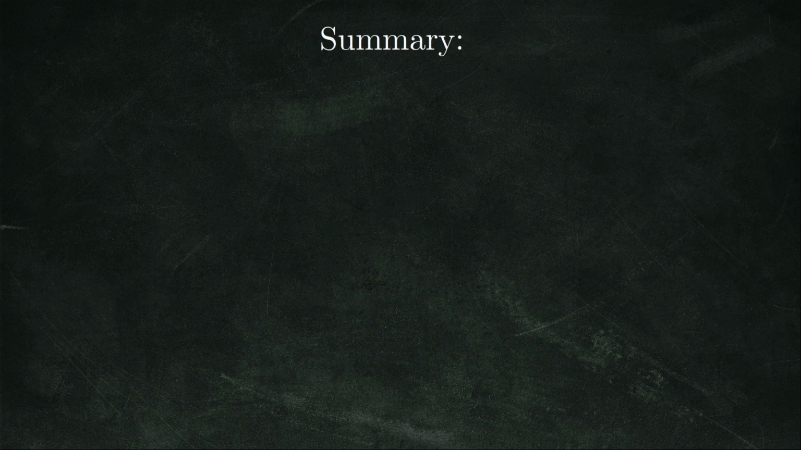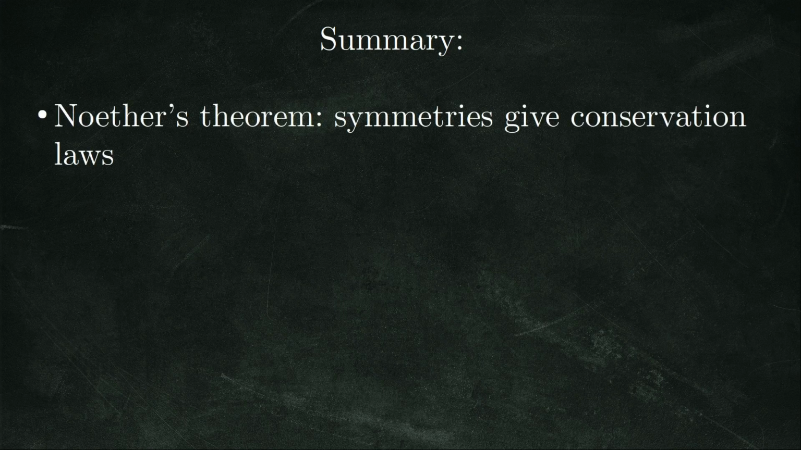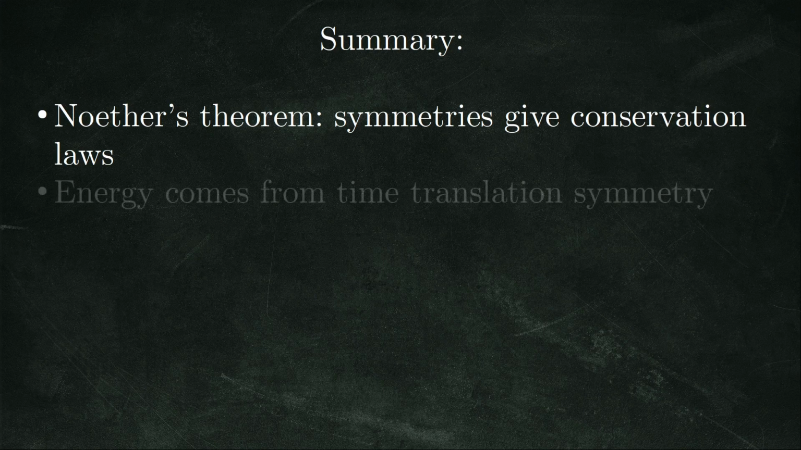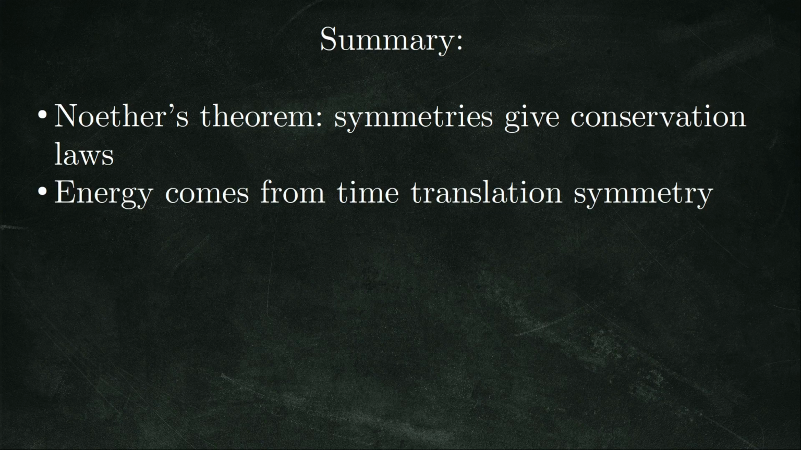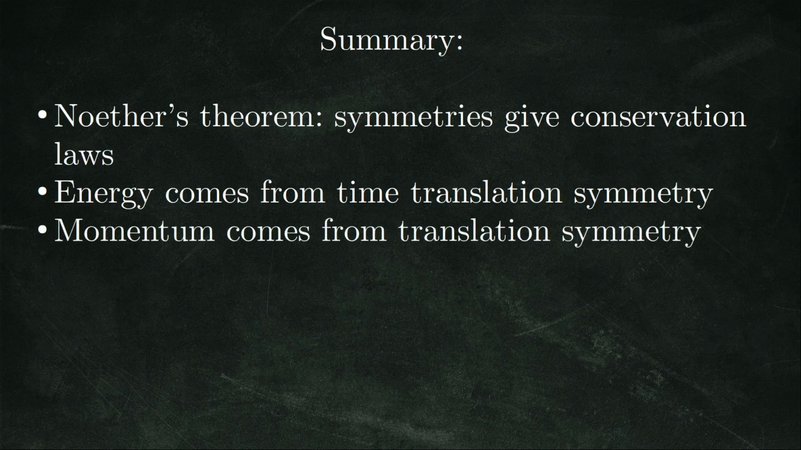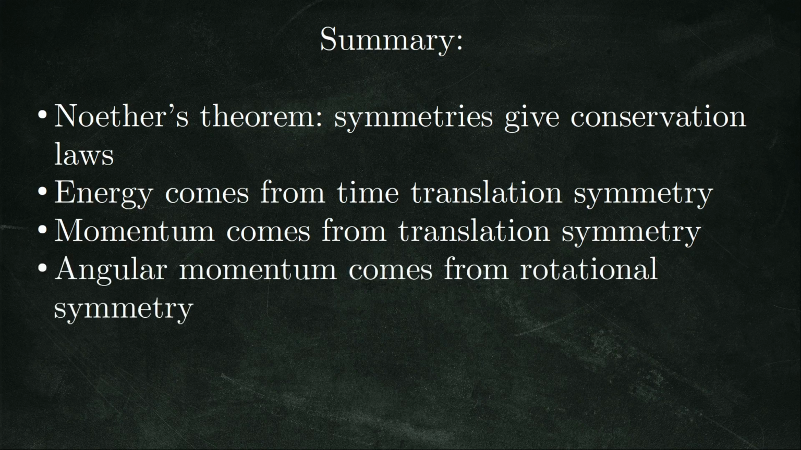But in summary, Noether's theorem tells us that symmetries of the Lagrangian give rise to conservation laws. So for every symmetry, there is a conserved quantity. The conserved quantity of energy, or the Hamiltonian, for being precise, comes from time translation symmetry. Momentum comes from spatial translation symmetry, and angular momentum comes from rotational symmetry. And of course, there could be other conserved quantities from other kind of less common symmetries.